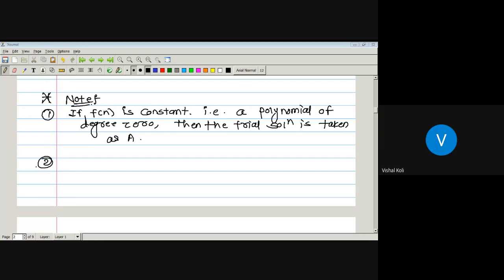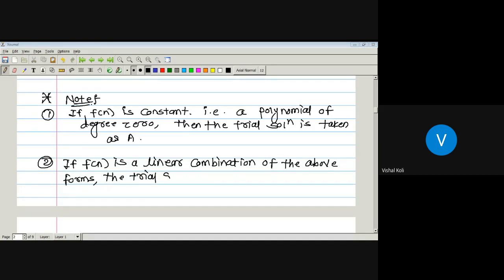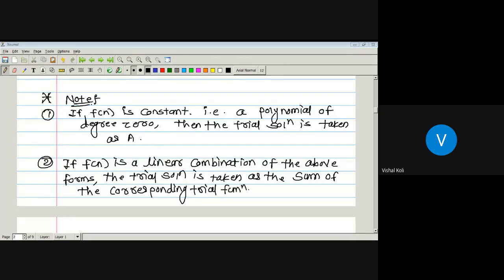Okay. Second note, if f of n is a linear combination of the above forms, then the trial solution is taken as the sum of the corresponding trial functions with different unknown constant coefficients, and those we have to determine.